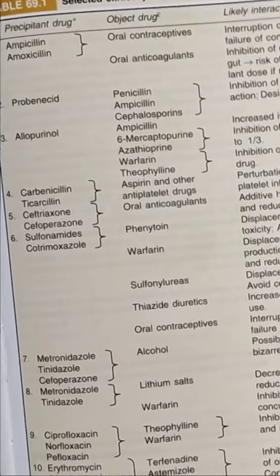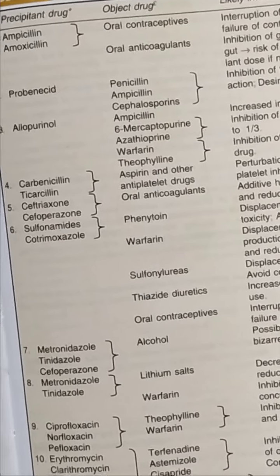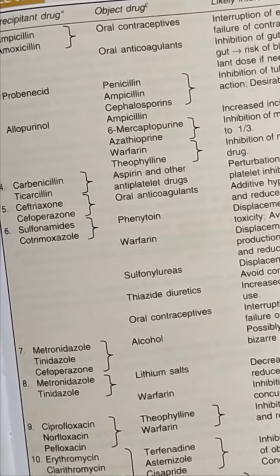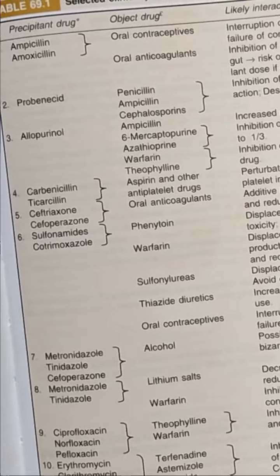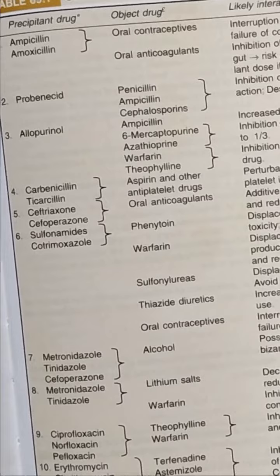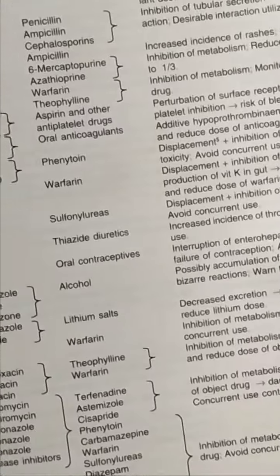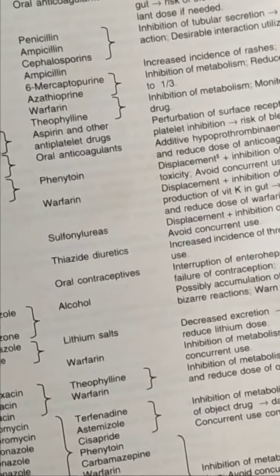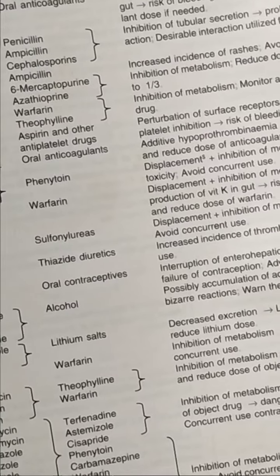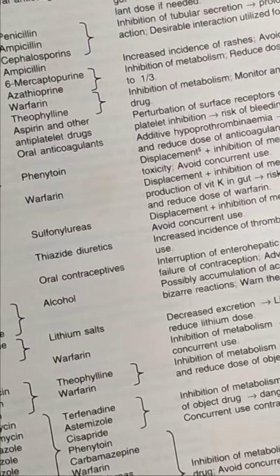And carbenicillin and ticarcillin with aspirin and antiplatelet drugs cause perturbation of surface receptors on platelets and risk of bleeding. When a wound happens, continuous bleeding will occur. No clotting will be seen when we take carbenicillin in combination with aspirin or any other antiplatelet drugs.